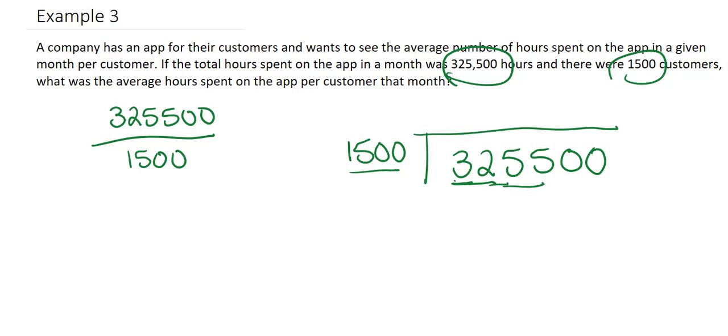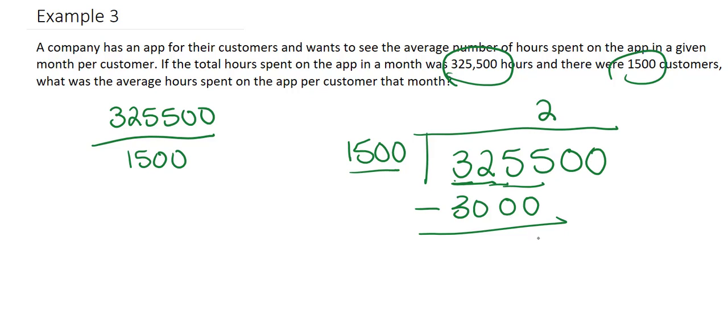So 1,500 can go into 3,255 2 times, because 1,500 times 2 is equal to 3,000. So let's go ahead and put that 2 above that second 5 right here, and we'll put this below. Now, if you need to double check 1,500 times 2, go ahead and do that. You can always pause the video.